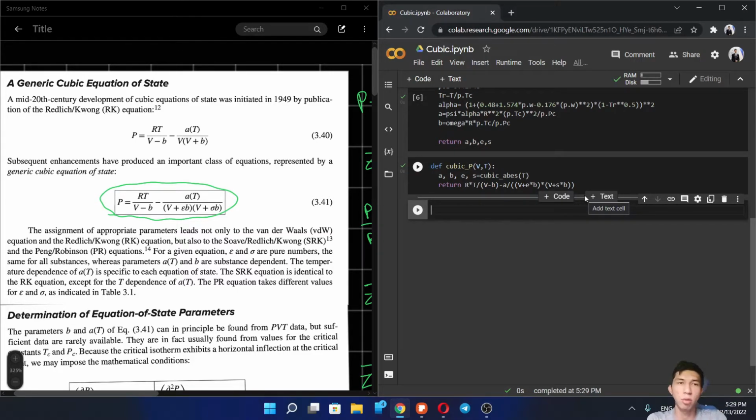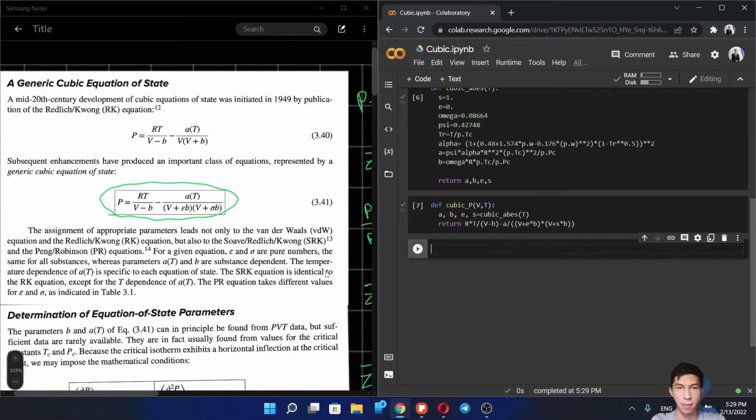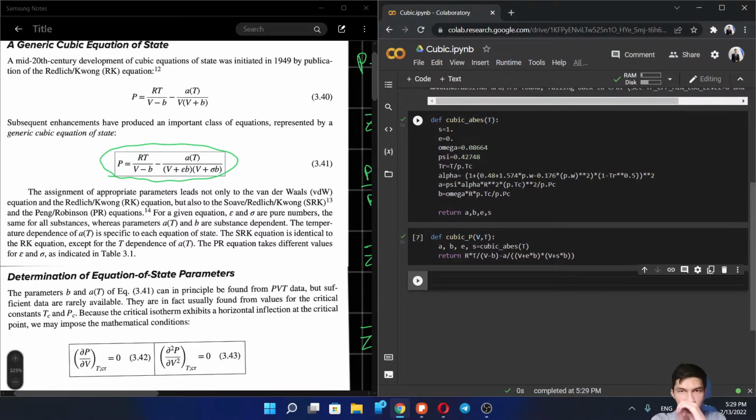Okay, so now let's just move on into the plotting stage. So the axis of our plot will be dependent on our value of B, which is the excluded volume, right? As we are using the SRK method, let's just write our B again here. It's going to be this value. And our omega was 0.068664.